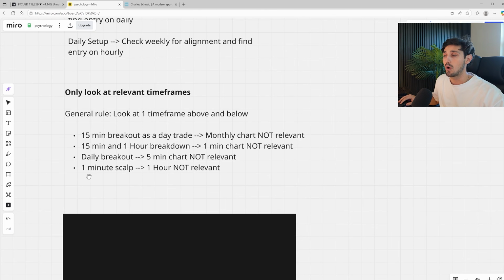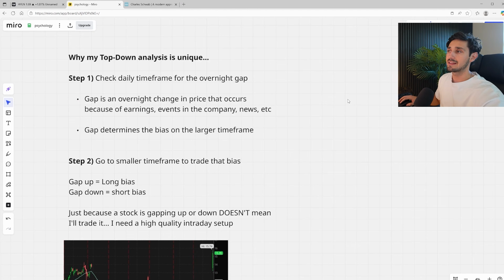Now, let's say you're taking a 1 minute scalp. Maybe this is a quick move. You know you're only going to be in it just for a few minutes. Looking at the 1 hour may not be that relevant because you're going for such a small move for a quick trade. Now, maybe looking at the 5 or the 15 could definitely provide some useful information. But the 1 hour is just too large of a time frame to really play a significant part in your 1 minute scalp.